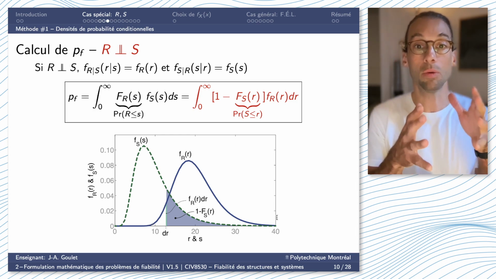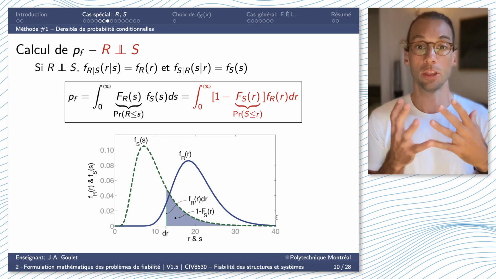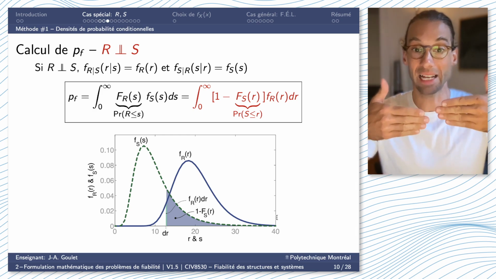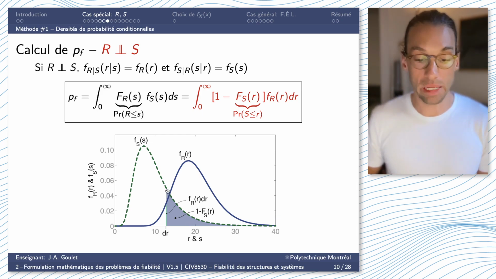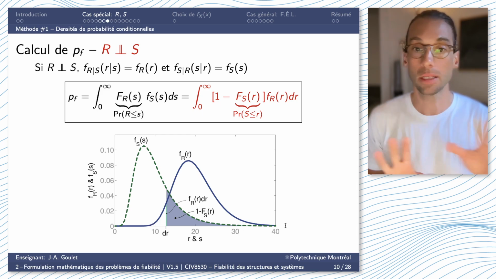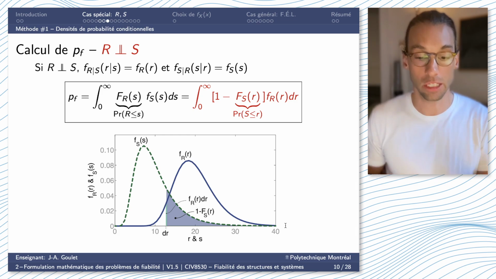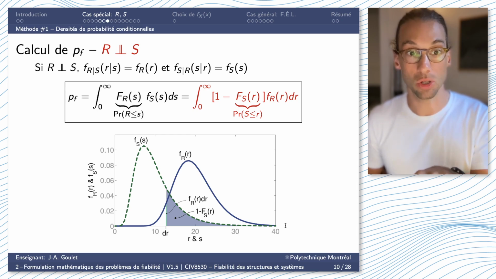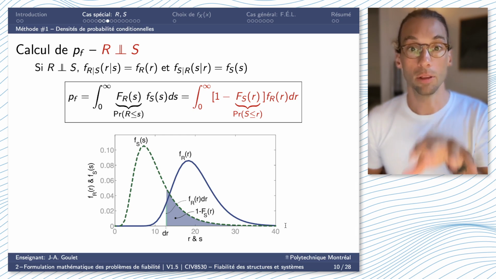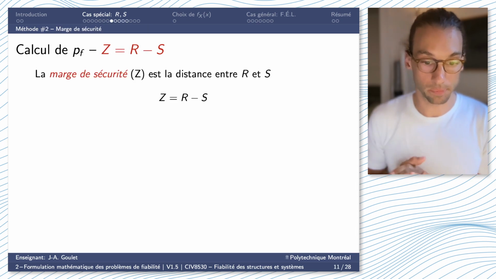So if we would want to represent the reliability problem on a single axis and we want to do it accurately, this is how we would need to depict it. We cannot look at just simply the intersection between the two curves. This doesn't represent my probability of failure. It's really this way if we want to represent those two quantities on the same axis. This is the proper way of doing it.